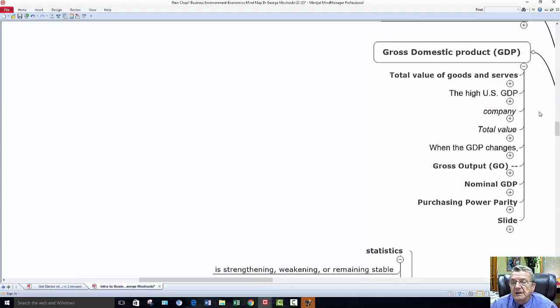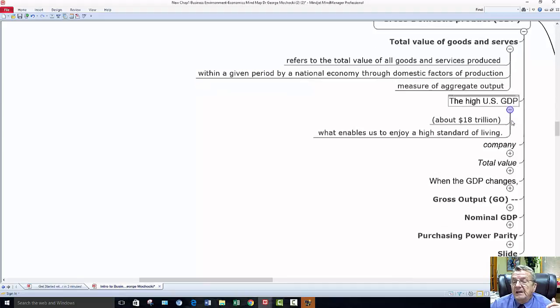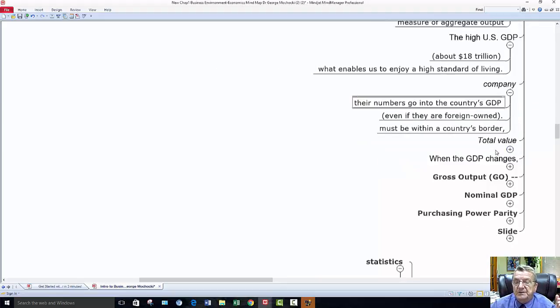Now we have the gross domestic product. It is the total value of goods and services produced within a given period by a national economy, measuring the aggregate output. We have about 18 trillion, 17 trillion in the book, give or take, but a couple of years ago it was probably higher than that, if I'm not mistaken. What enables us to enjoy the standard of living? And from a company's perspective, the numbers go down, the economy's gross domestic product, even foreign orders.